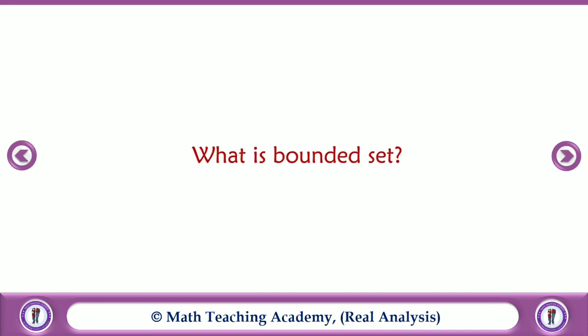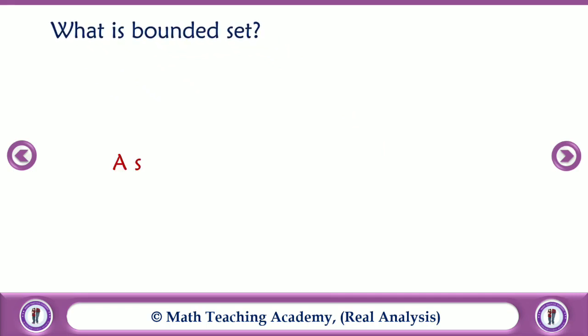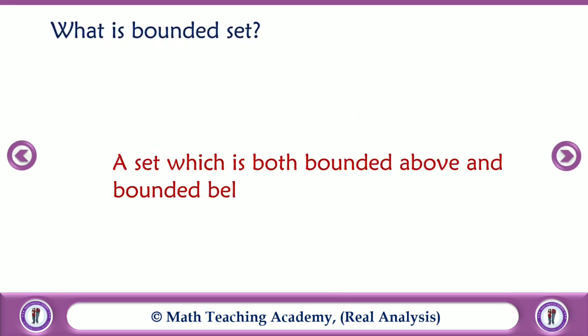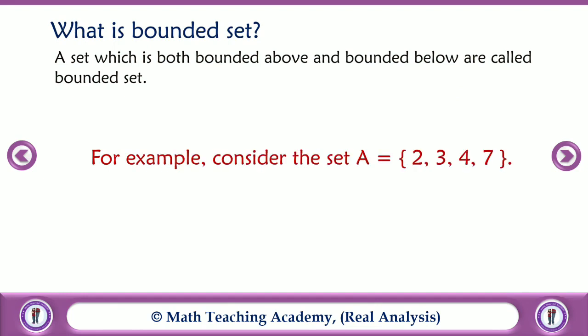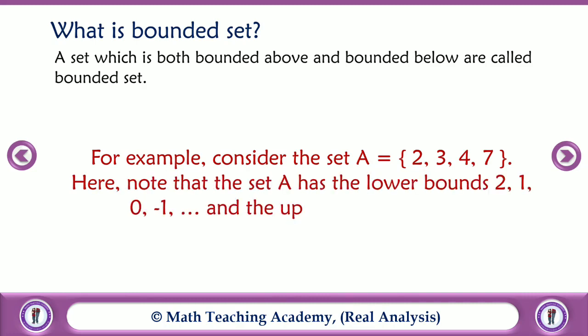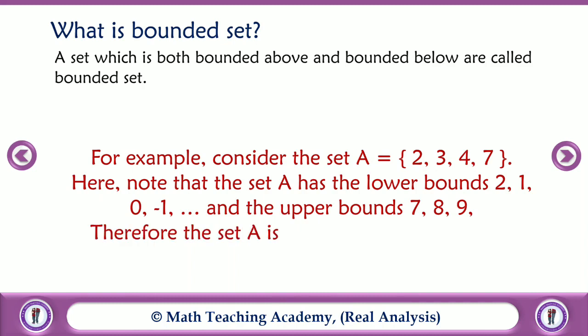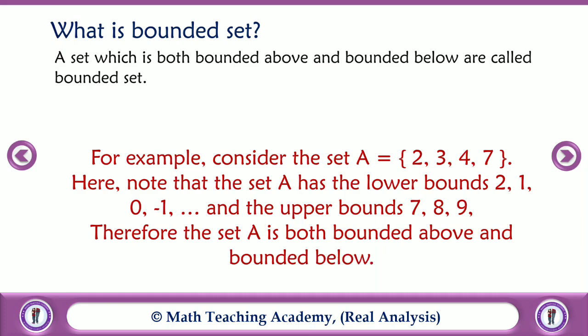Now, what is a bounded set? A set which is both bounded above and bounded below is called a bounded set. For example, consider the set A equal to 2, 3, 4, 7. Here note that the set A has the lower bounds 2, 1, 0, minus 1, etc. and the upper bounds 7, 8, 9, etc. Therefore, the set A is both bounded above and bounded below. That is why this set A is called a bounded subset. Hence, it is bounded.